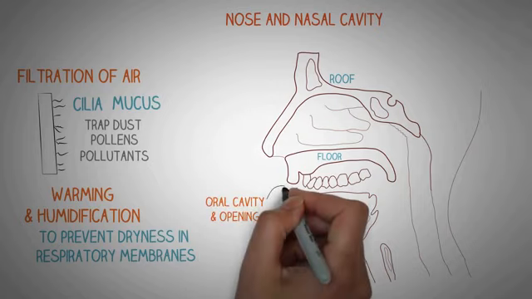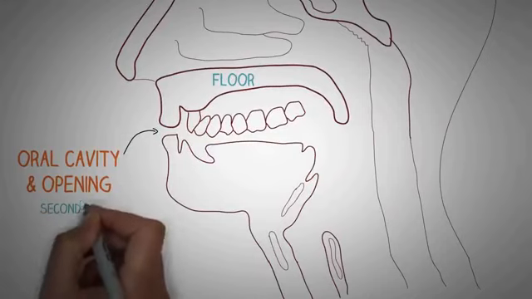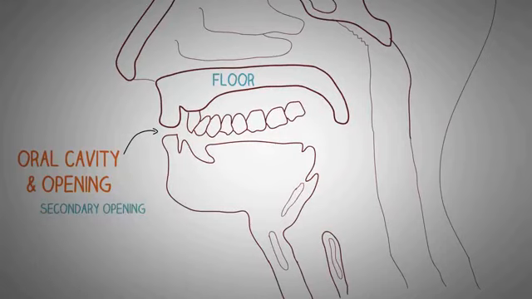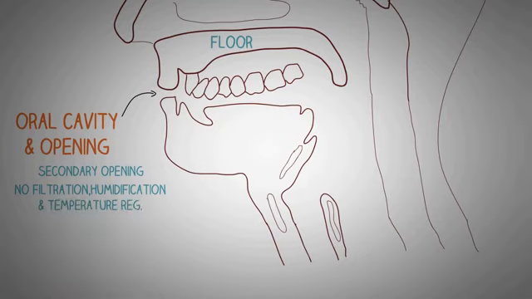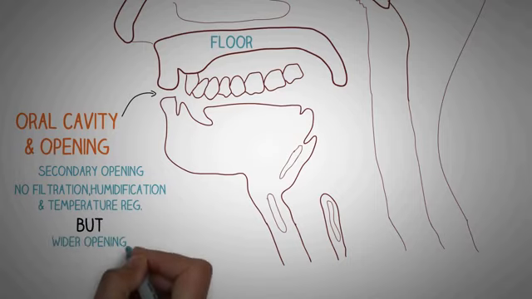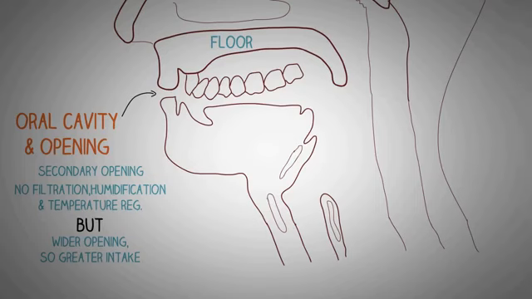Oral cavity also serves as a secondary opening for the respiratory tract. The downside of this is that there is no filtration, no humidification, and no temperature regulation through the oral cavity. But there is a plus side also, which is that the oral cavity has a wider opening, so it facilitates greater intake of air during exercise.